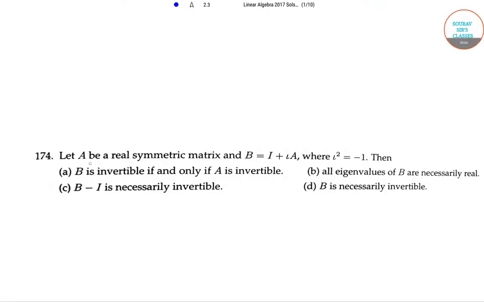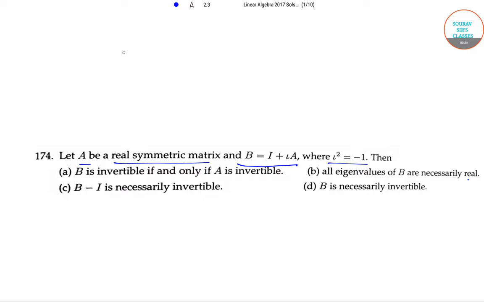The question is, let A be a real symmetric matrix and B is equal to I plus iA, where i squared is equal to -1. Then option A, B is invertible if and only if A is invertible. Option B, all eigenvalues of B are necessarily real. Option C, B minus I is necessarily invertible. And option D, B is necessarily invertible.